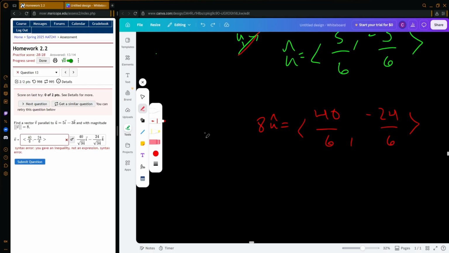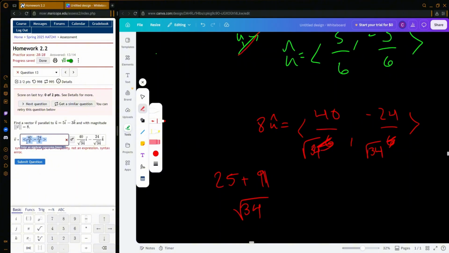Oh, I got the magnitude wrong. Oh my god, 25 plus 9 is not 36. It is indeed 34, so the square root of 34 is what goes on the bottom here. Because it was almost 36, I wanted it to be. But we got the same top numbers, and then that fixes the bottom numbers. So 40 over the square root of 34 i plus negative 24 over the square root of 34 j.